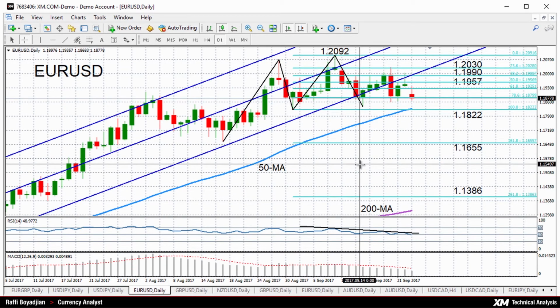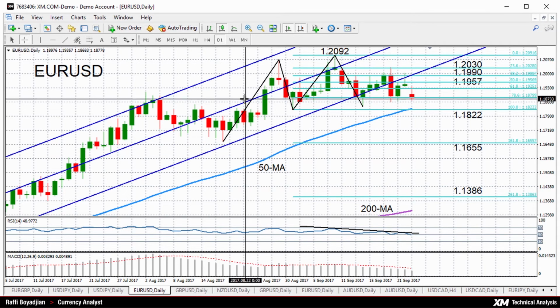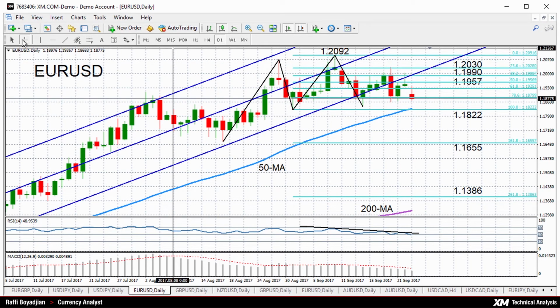Moving on to the euro dollar, we can see here the formation of a possible double top. If prices manage to close below the 1.1822 level, that could potentially confirm this double top, which would be a bearish signal. We can see that the pair has been losing momentum for some time.